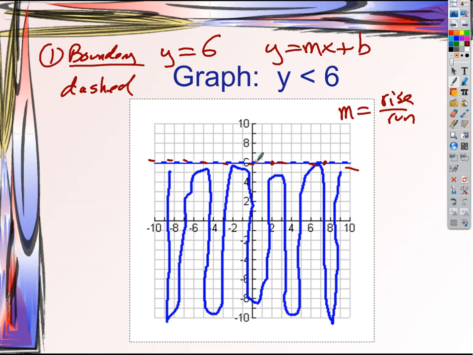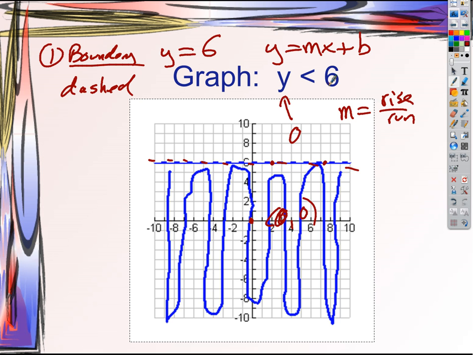Which side gets shaded? Well, I could test the point (0, 0). So 0 by 6, right? I could test the point (0, 0) in my original equation, but there's no x. Does that matter? No, it doesn't. It just makes it easier. I'm just going to plug a 0 in for y, and that's all I have to do, because there is no x. It gives me the statement 0 is less than 6. Is that true? Yes. Yeah, so I shade that region with the test point.